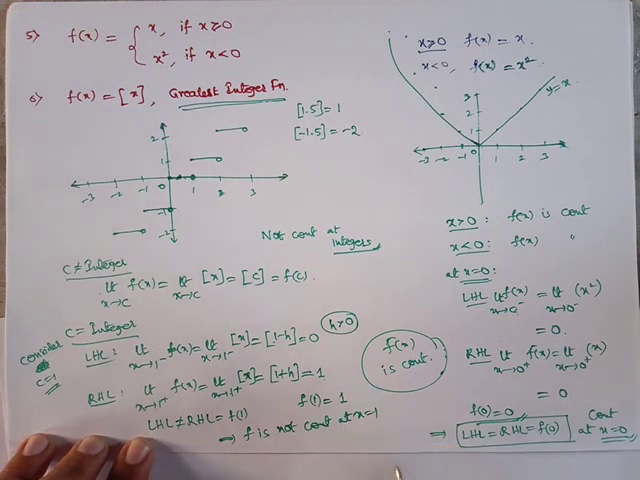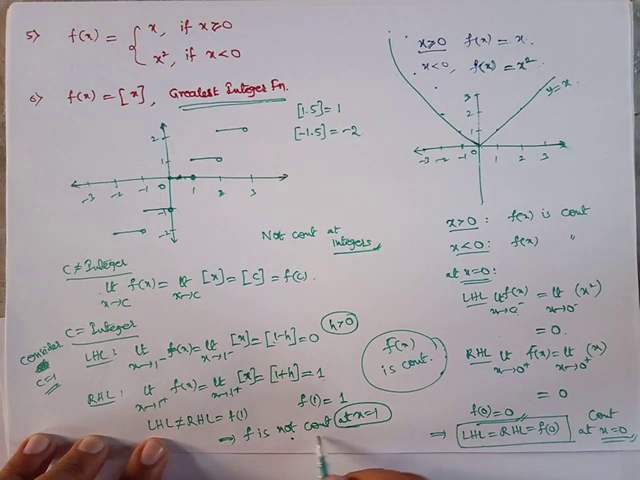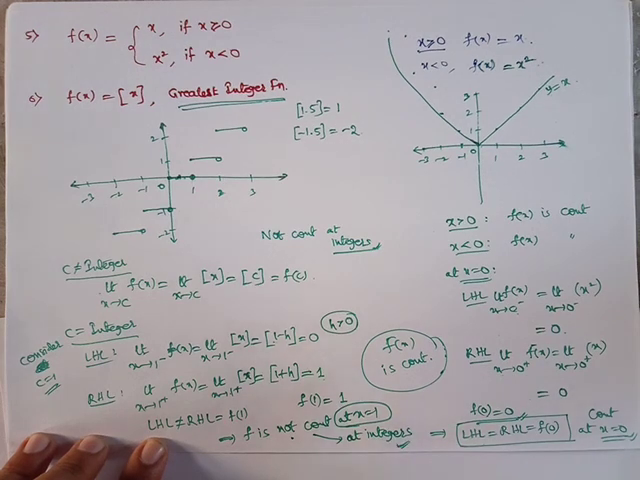This particular concept is applicable to all the integers. In this manner, it is not continuous at all the integers. By looking at the diagrams, we are able to understand how the continuity works, where it is continuous and where it is not continuous. Thank you.